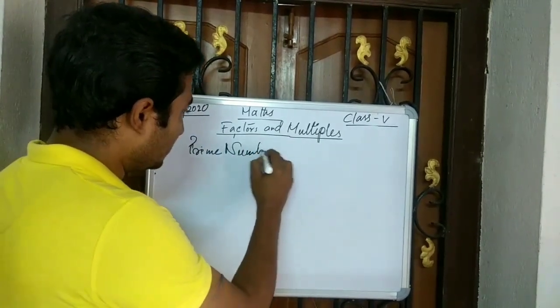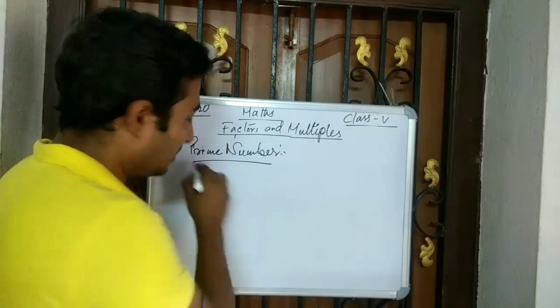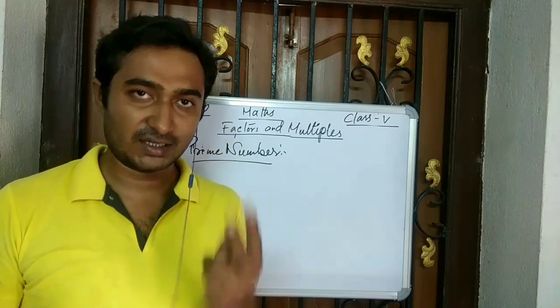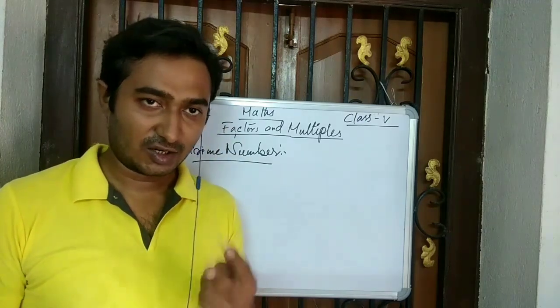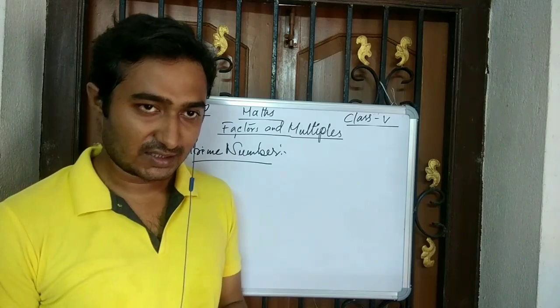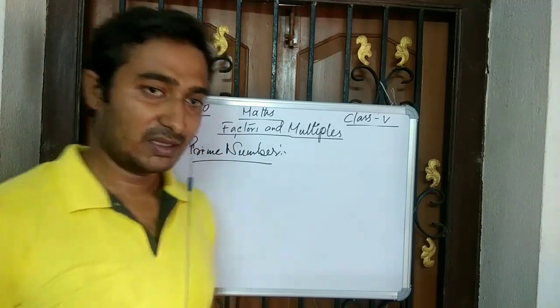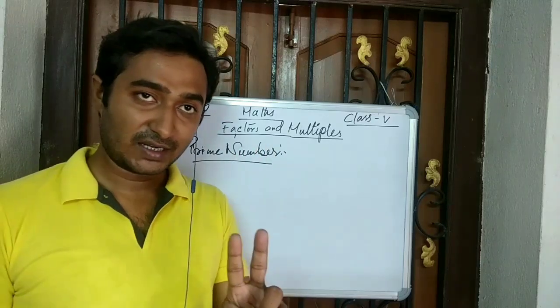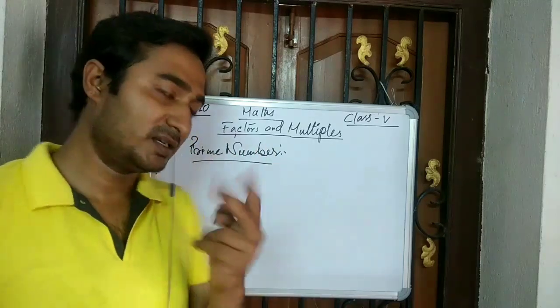What are prime numbers? Prime numbers are such numbers which have exactly two factors. Not more than that, not less than that. Exactly two factors, those are prime numbers. It means the number which has exactly two factors, that is 1 and the number itself.